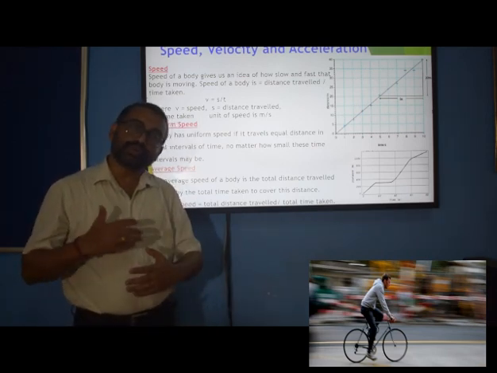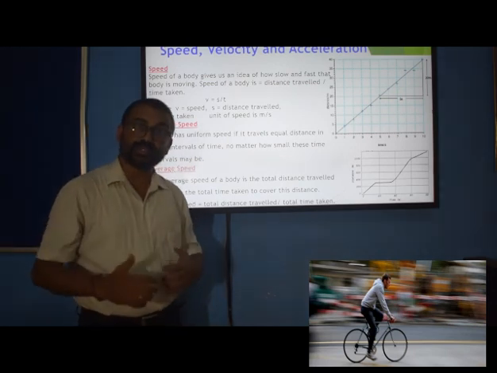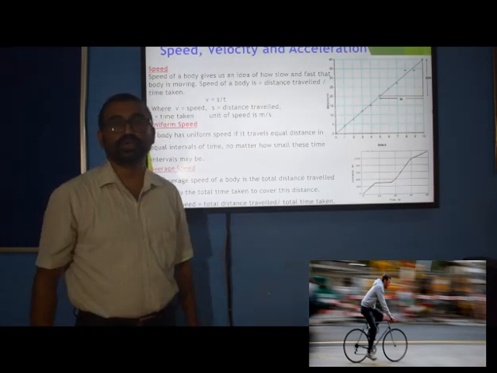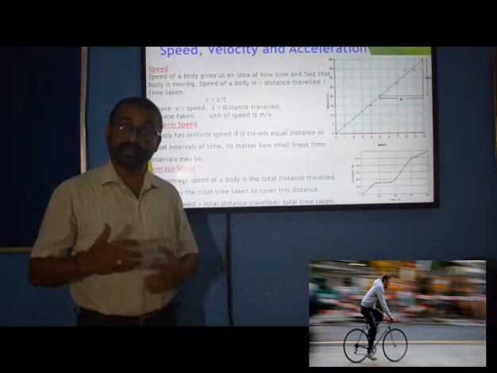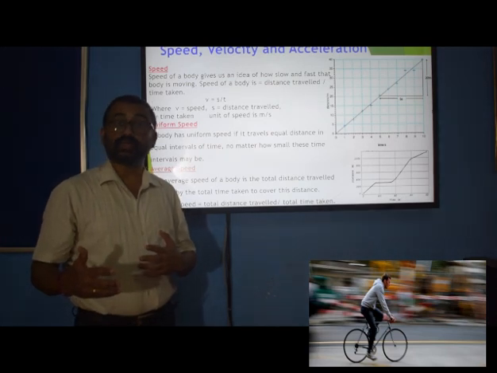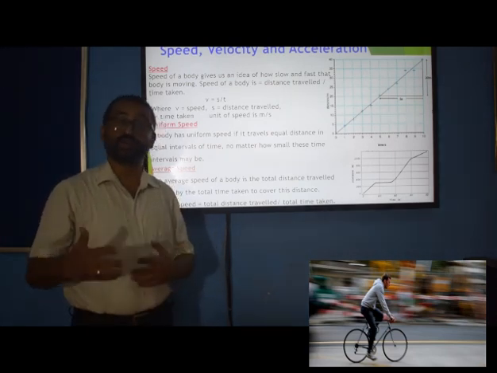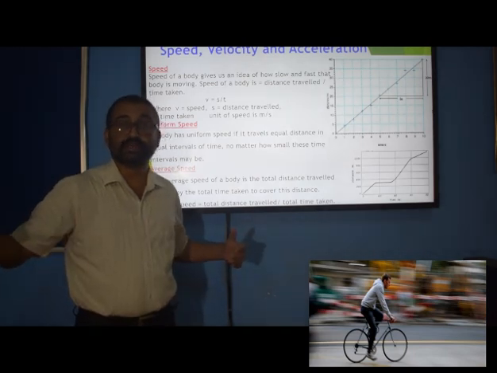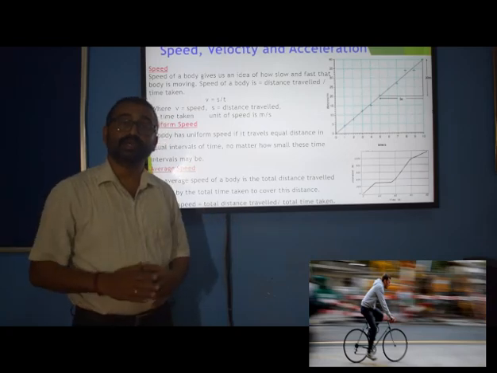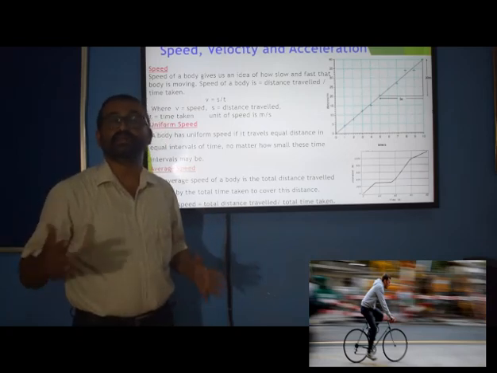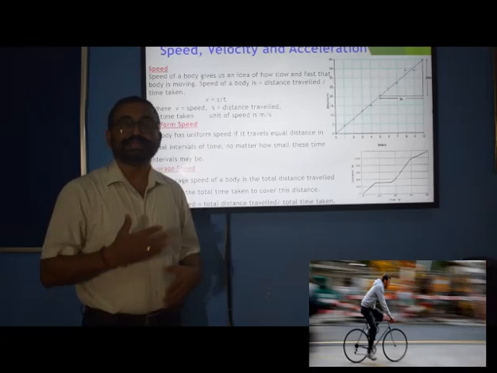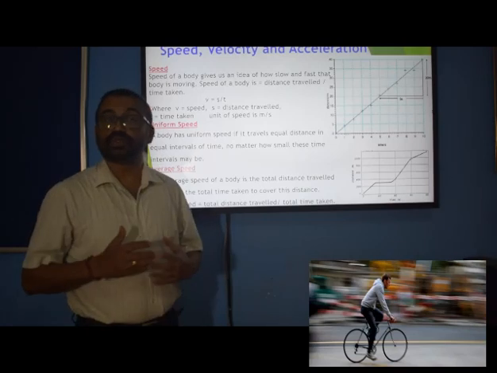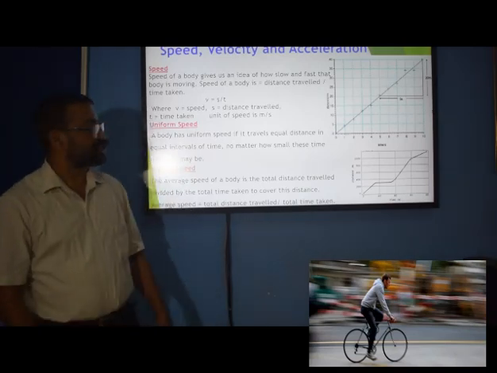So how do you calculate the average speed? The first 5 kilometers you are going very fast, the second 5 kilometers a bit slow. The technique adopted here is that you cannot say you are very fast or too slow. You have to take the total distance, the total 10 kilometers, divided by the total time taken to cover that 10 kilometers. That is the average speed: total distance divided by total time taken to cover that distance.